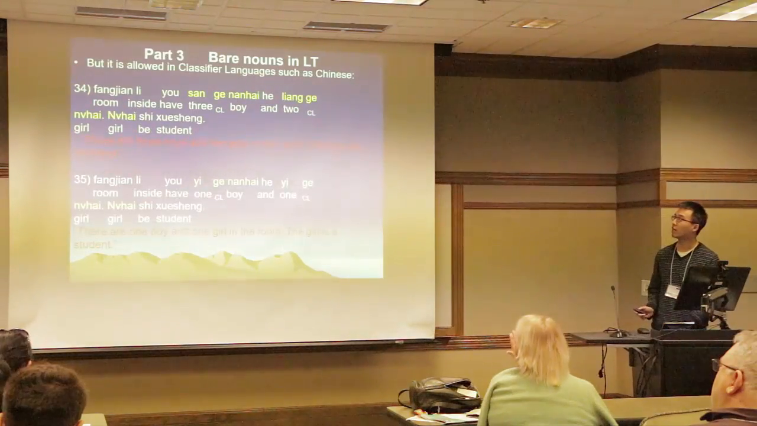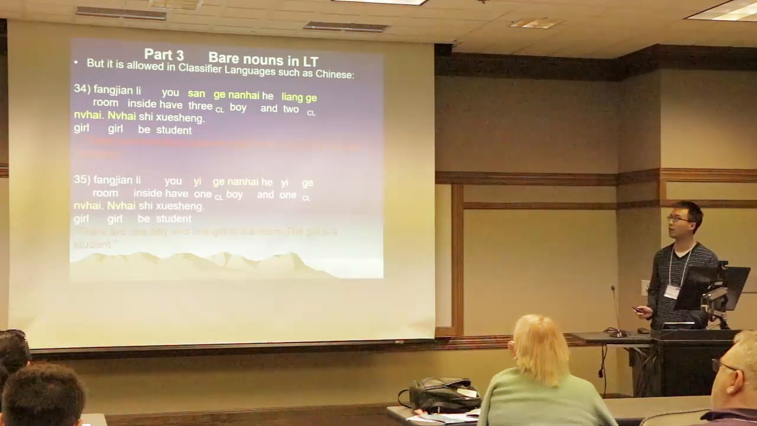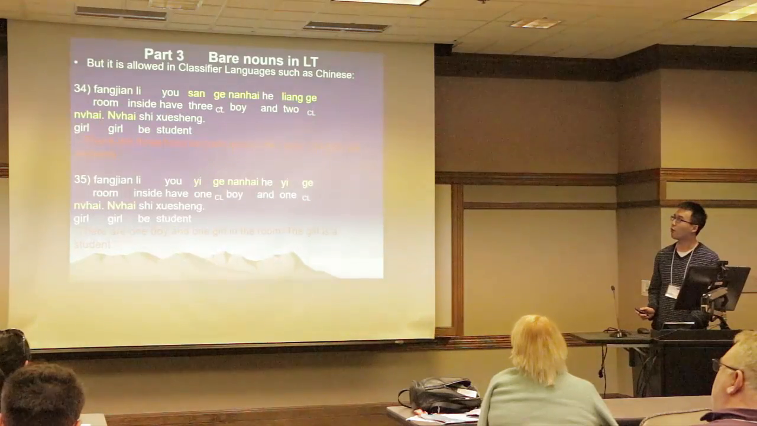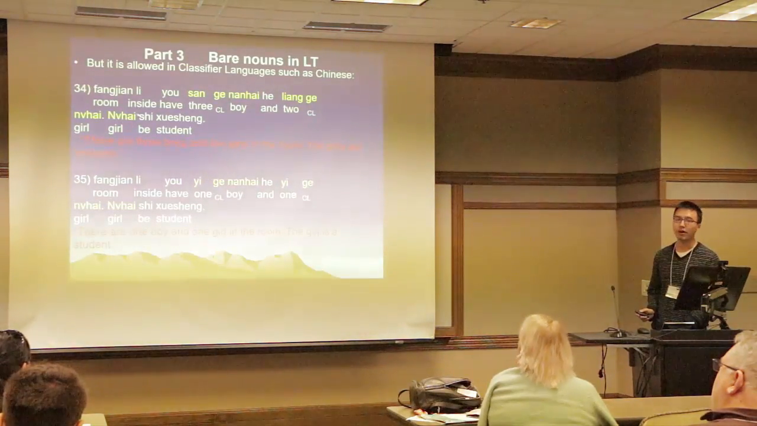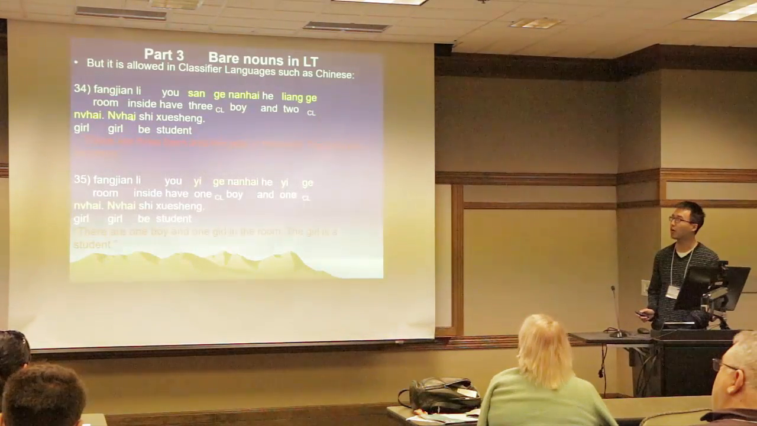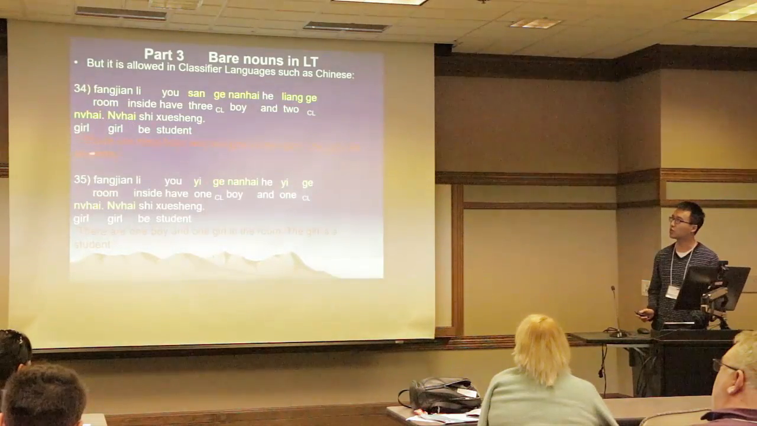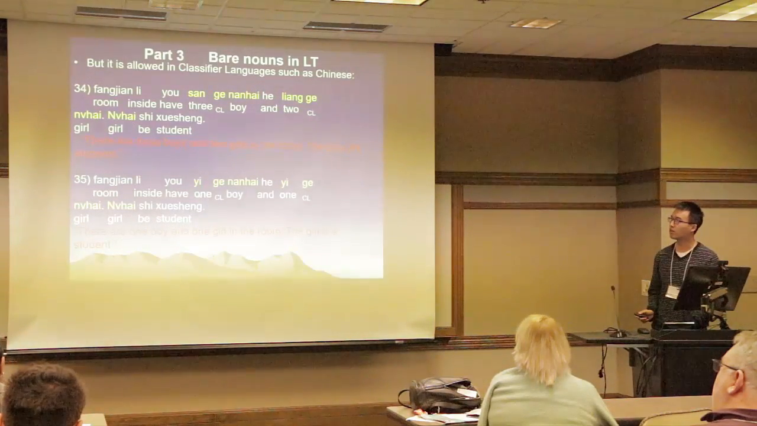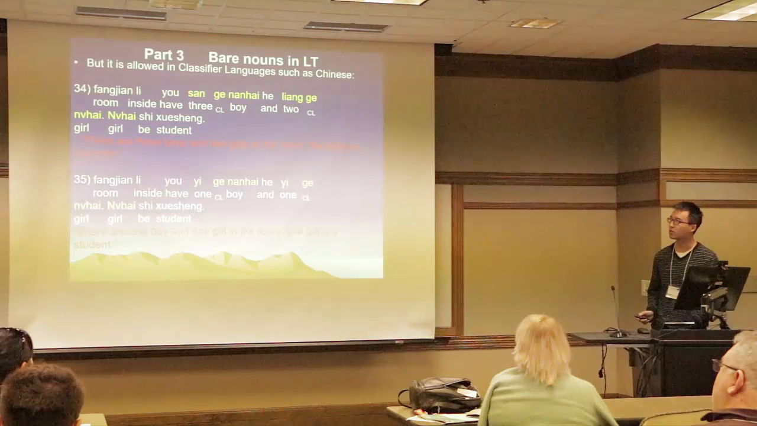However, this phenomenon is allowed in classifier languages such as Mandarin Chinese. So there are 3 boys and 3 girls in the room, and we can just use the bare noun in Chinese, 女孩, to indicate the 2 girls in Chinese. And also, if there is 1 boy, 1 girl in the room, we can also use the bare noun to refer back to indicate this one girl.